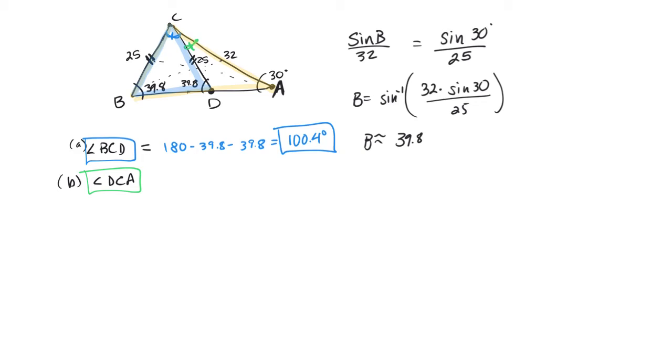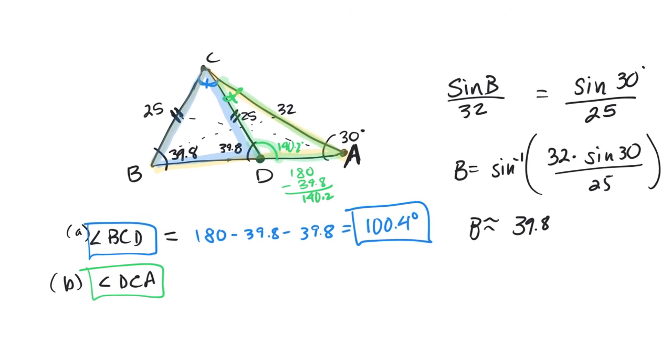All right, next let's look at trying to find angle DCA, and so we'll look at this triangle here. Well, let's see, I know that this is a supplementary angle with my 39.8, so I can find that one using supplementary angles. That angle would be approximately 180 minus 39.8, that would be 140.2.